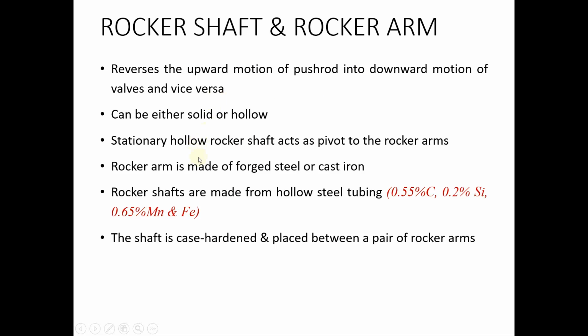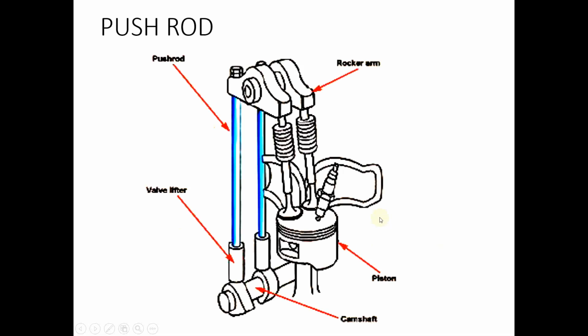Now, a rocker arm can be made of forged steel or cast iron, and rocker shafts are made from hollow steel tubing. The composition is given here, and the shaft is case hardened. Case hardened means the hardening is done only at the surface, and it is placed in between the pair of rocker arms like this.